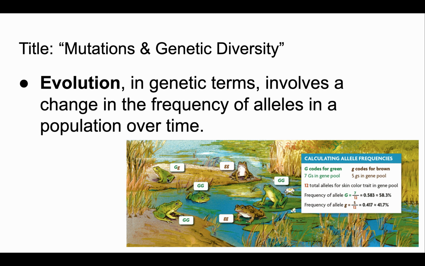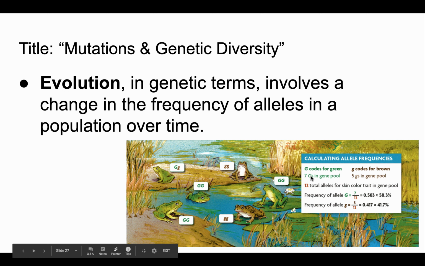Remember, the phenotype is what it looks like. But when you have two recessive alleles together, you get what we call the recessive phenotype. And in this case, for these particular frogs, the recessive phenotype is little g. To figure out allele frequencies, you just need to compare how many of the allele you're looking at there are compared to the total alleles.